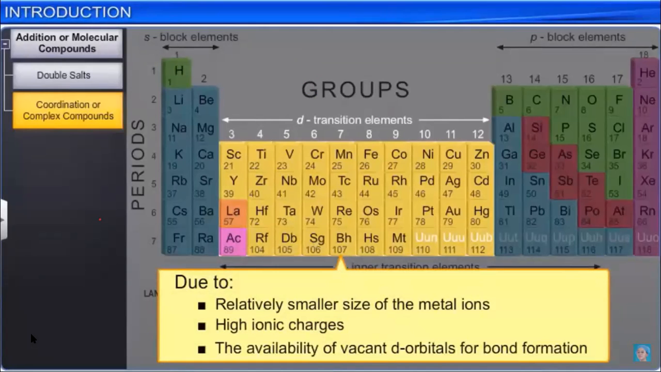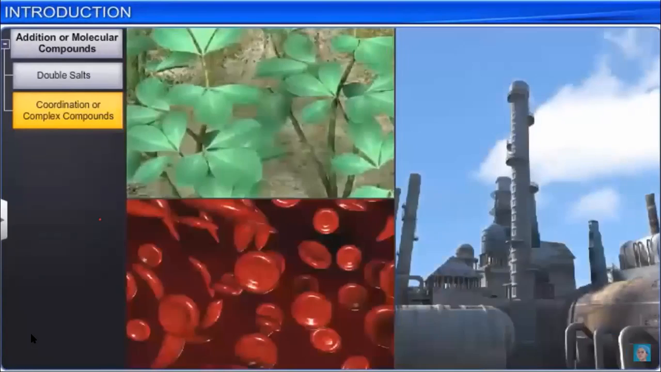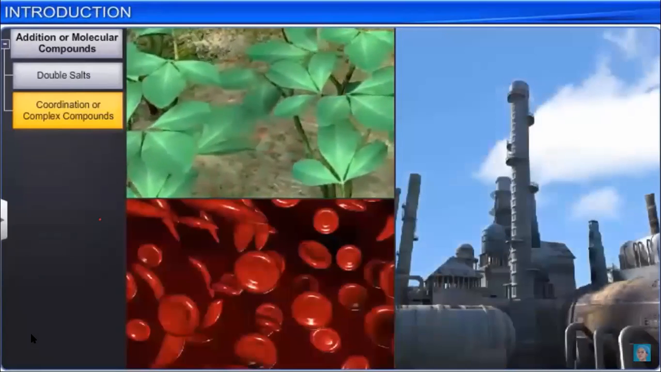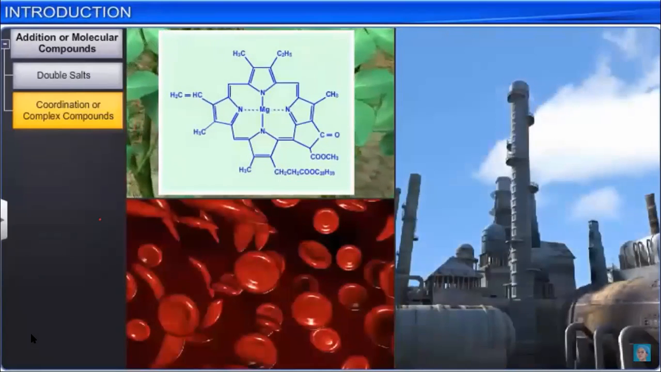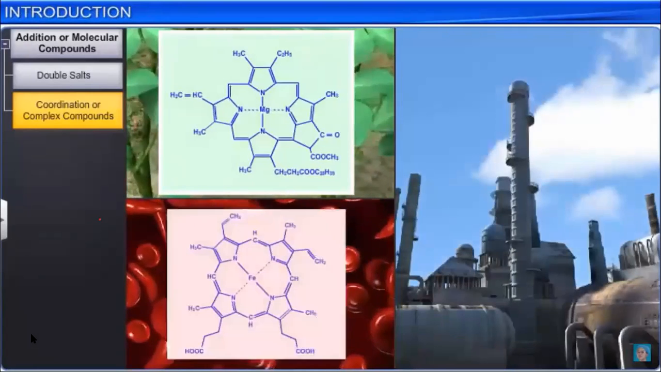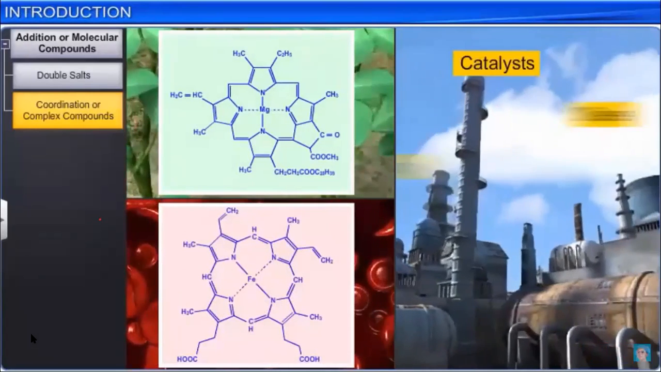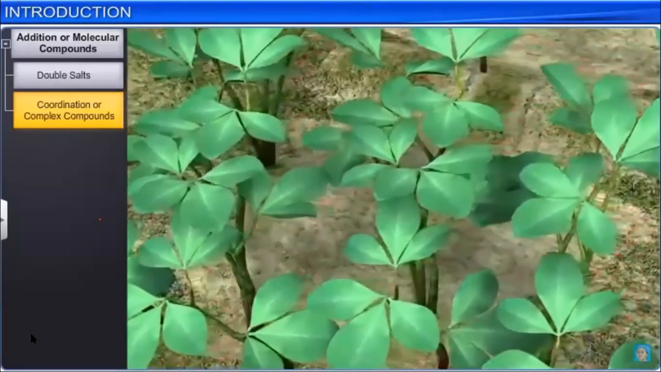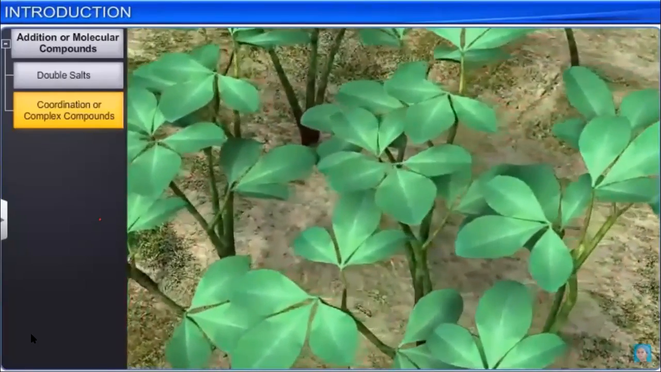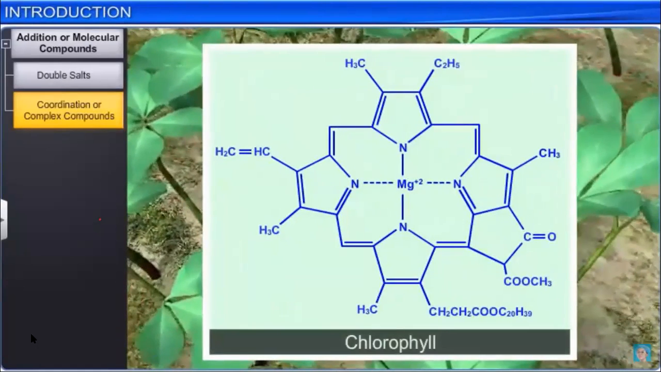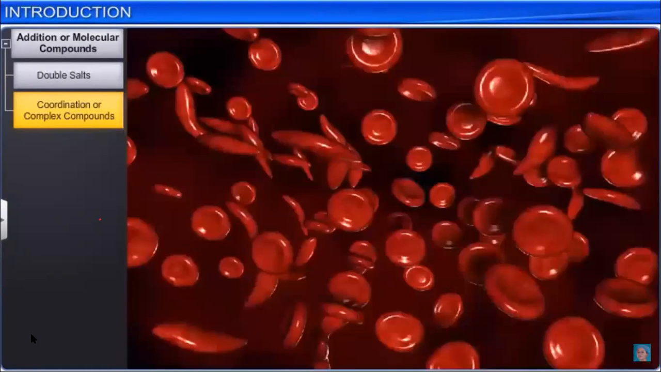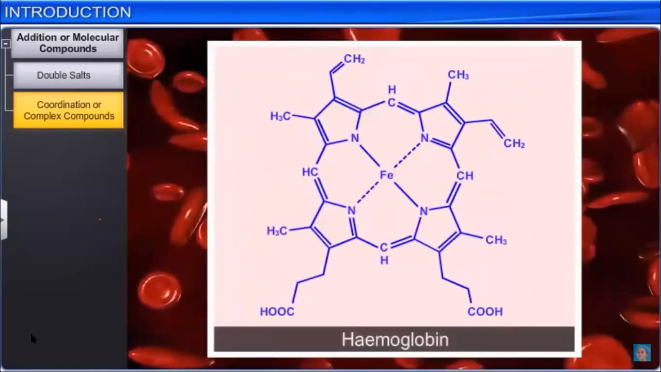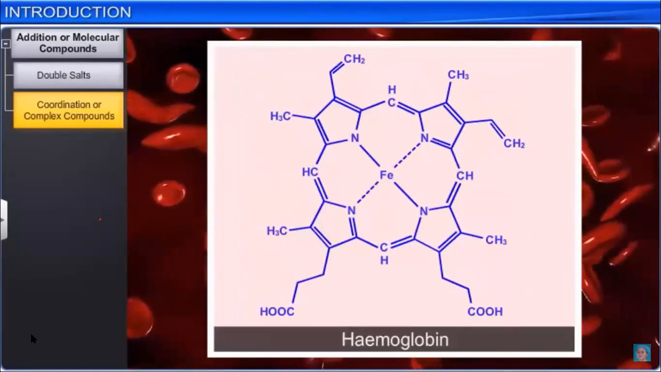Coordination compounds form the backbone of modern inorganic and bioinorganic chemistry and the chemical industry. So see here, chlorophyll, the hemoglobin present in the blood, catalysts, dyes, photography. Naturally occurring complex compounds are vital to living organisms. For example, chlorophyll is a coordination complex of magnesium. Hemoglobin is a coordination complex of iron.